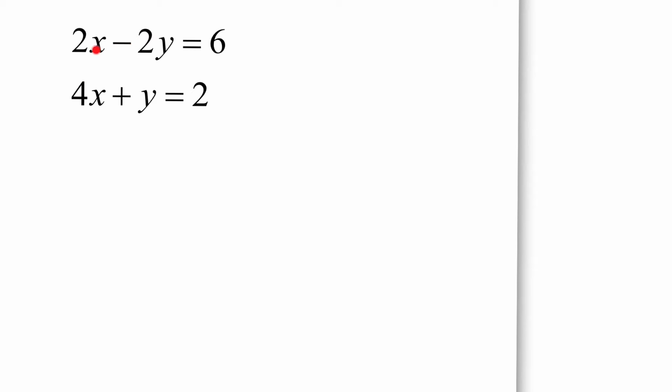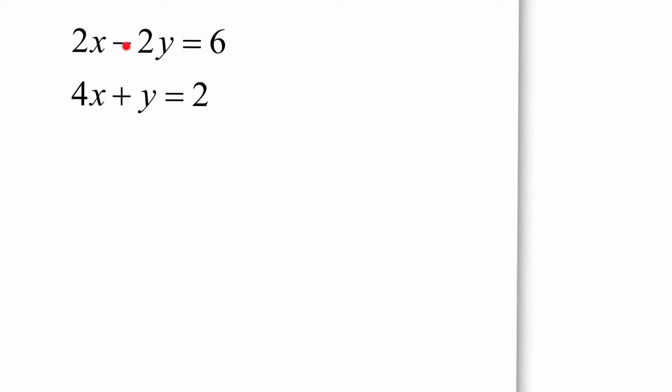So here we have 2x minus 2y equals 6, and the second equation is 4x plus y equals 2. Notice that the two equations are in standard form, meaning the x and the y are on the same side. They're on one side of the equation. And also the x's are aligned and the y's are also aligned. That's one of the things you can look for. If the two equations are in standard form and the x's and the y's are aligned, it's already set up for you to use the elimination method.